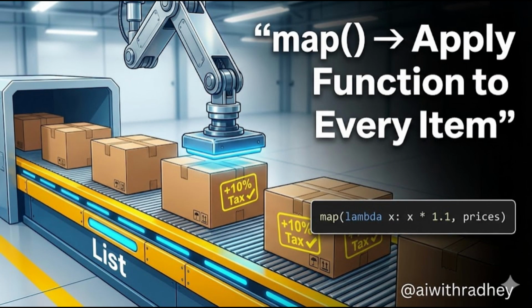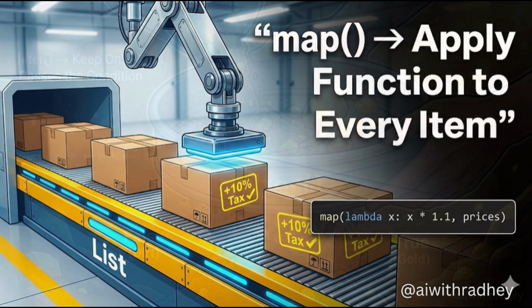Now let's use lambdas with the map function. Imagine you have a list of prices and you want to add tax to every single one. You could write a for loop, or you could use map. Map takes a function and a list, and it applies that function to every item automatically. It's faster, cleaner, and perfect for simple transformations.